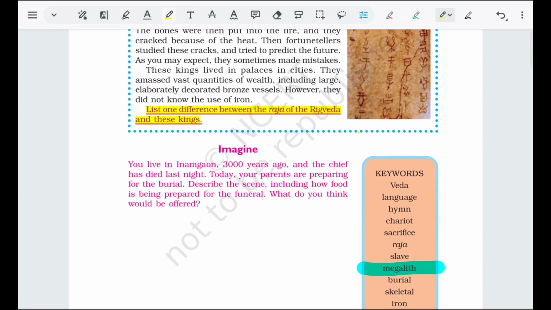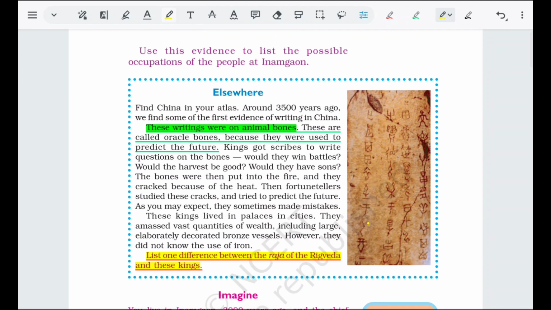So the Inamgaon story is over, and elsewhere we have something new, a finding in China around 3500 years ago. Here we find bones on which something is written, and these bones with writing are called oracle bones because they were used to predict the future. There were some experts who predicted the future from these bones.